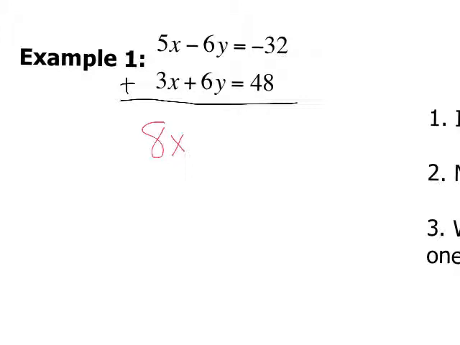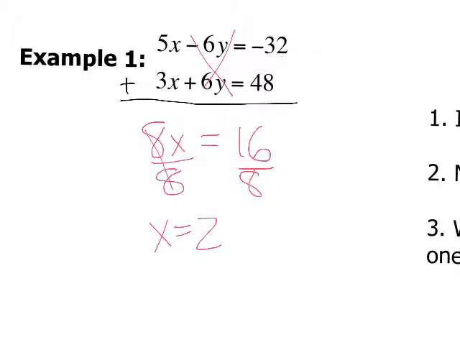Negative 6y and 6y is 0, which would be nothing, right? Gone. So we're just not going to write anything, not even a 0. I bring down my equal sign, and negative 32 plus 48 is 16. And then do you divide or no? Yeah, because that's what's left after we eliminate one of our variables. Can you solve that? Yeah, x equals 2. Yeah, divide by 8.